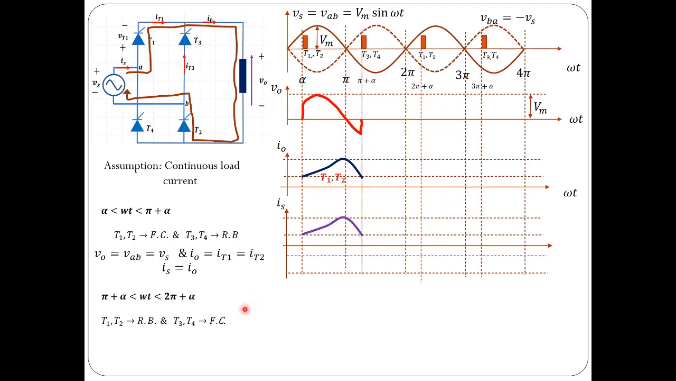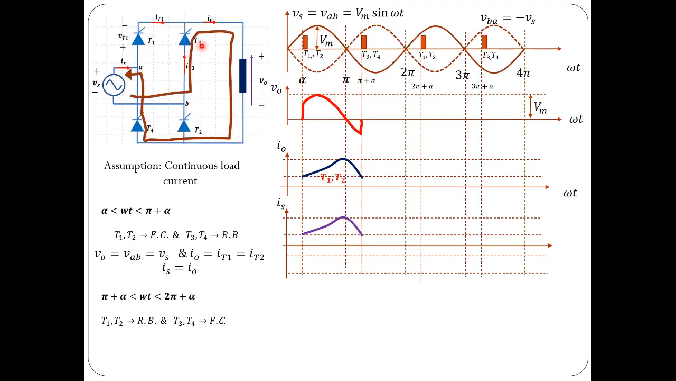Now at omega t equal to pi plus alpha, we see that the thyristors T3 and T4 are forward biased. They are already forward biased, but because no gate pulse is applied, they are not driven into conduction mode. What I am doing is applying firing at pi plus alpha. Due to this gate pulse applied for T3 and T4 at pi plus alpha, the thyristors T3 and T4 are driven into forward conduction state.